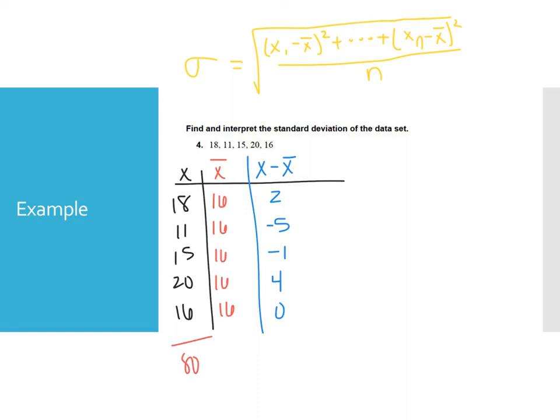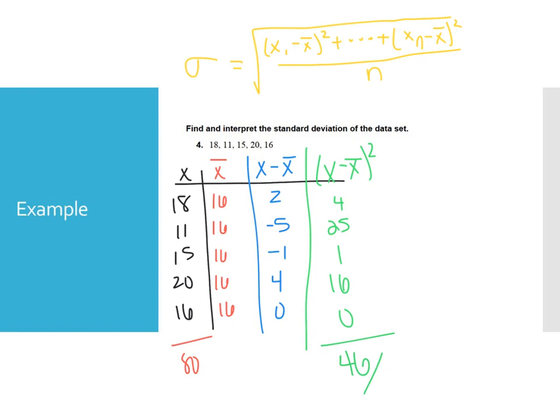Up next, we're going to square those numbers, so we have x minus x bar squared. That's 4, 25, 1, 16, and 0. At the moment, we have these individual squared parts going across the top, so I want to add those together. I get 46. We're going to divide that by 5, which gives me 9.2. Then if I square root 9.2, I get 3.03.